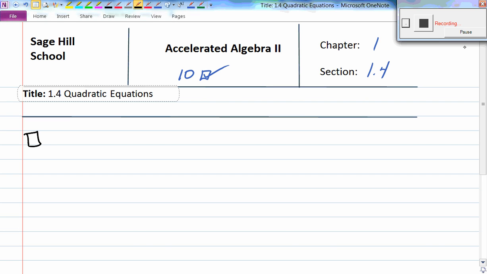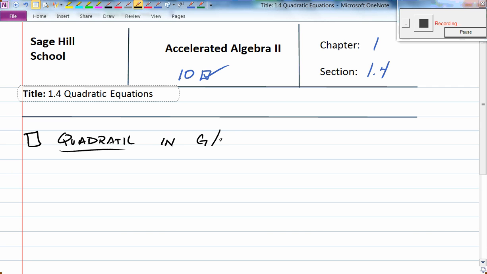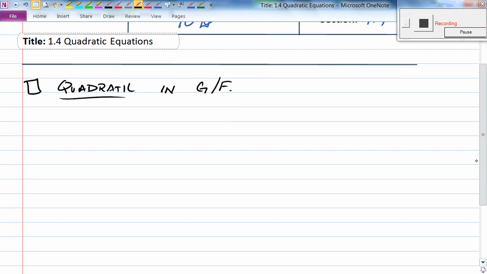Yeah. All right, cool. So we're going to spend the day on 1.4 talking about quadratics. The first idea is understanding what a quadratic is. The quadratic in general form, GF. I'm sure you've seen these before. It looks like this: ax squared plus bx plus c equals 0. The a, the b, and the c are all your constants, right? The x, of course, is your variable.